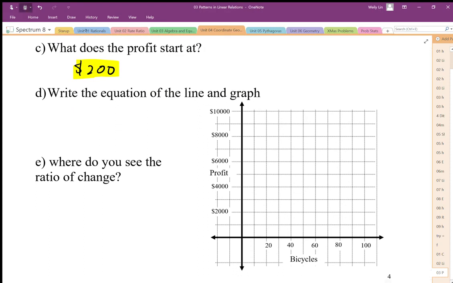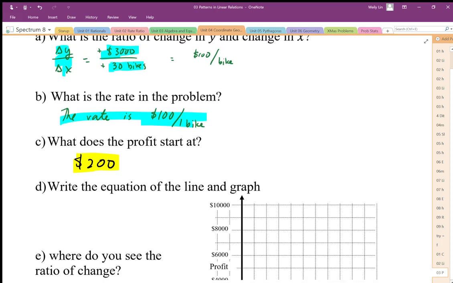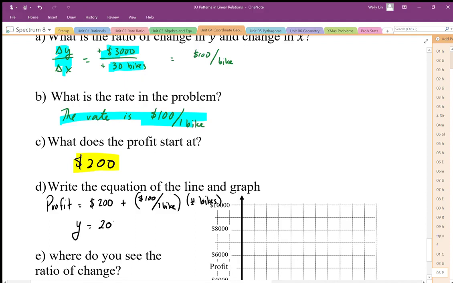If I were to describe this relationship, I'm going to start at $200 and go up $100 for every bike. So my profit, which is my dependent variable, is $200 plus my rate of $100 per bike times the number of bikes. Or we could say y equals 200 plus 100 times x.